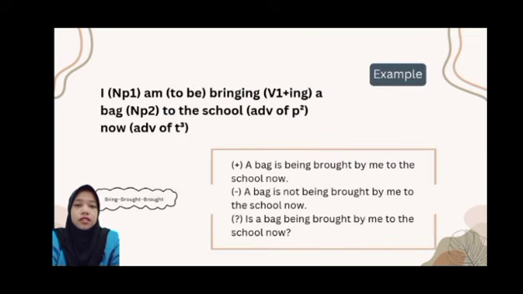The example in active voice: I as NP1, am as to be, bring as verb 1 plus ing, a bag as NP2, to the school as adverb of place, now as adverb of time. And the forms of the verb are bring, brought, brought.